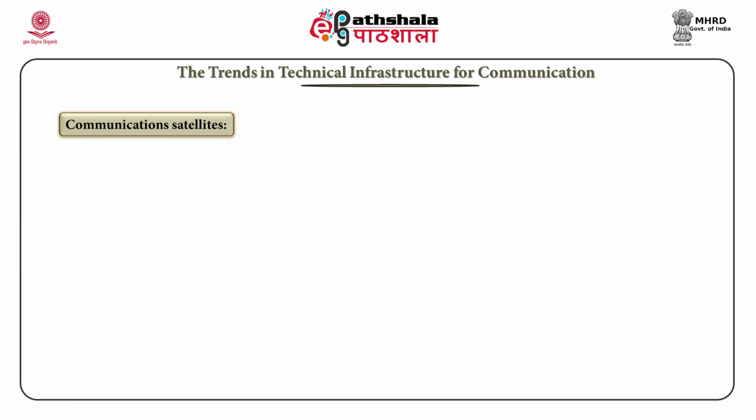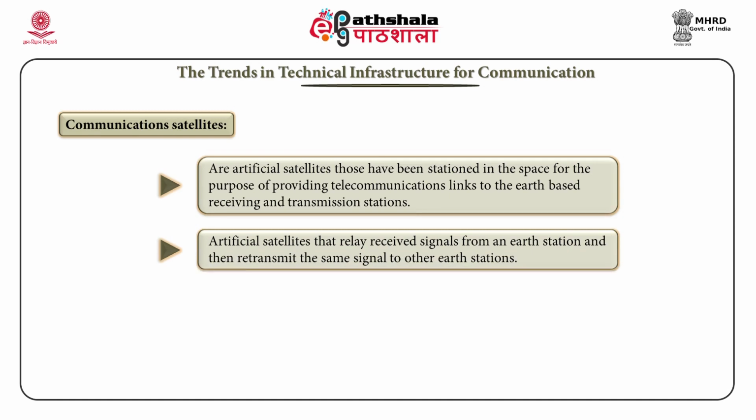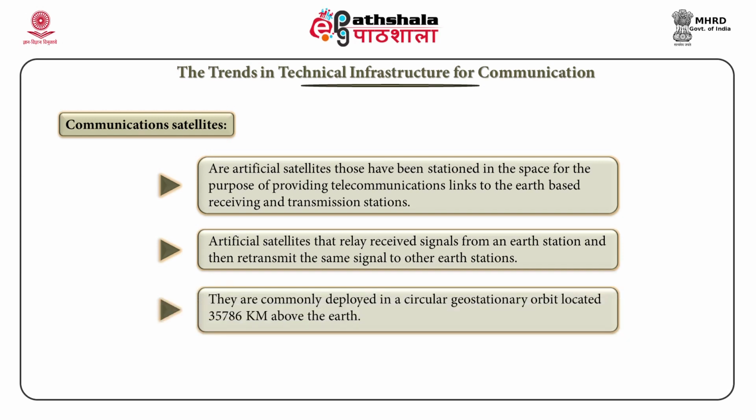Communication satellites. Communication satellites are artificial satellites that have been stationed in space for the purpose of providing telecommunications links to the earth based receiving and transmission stations. Artificial satellites that relay received signals from an earth station and then retransmit the same signal to other earth stations. They are commonly deployed in circular geostationary orbit located 35,786 km above the earth. While viewed from the earth, a satellite in a geostationary orbit appears motionless in a fixed position in the sky. So, the nomenclature is geostationary.